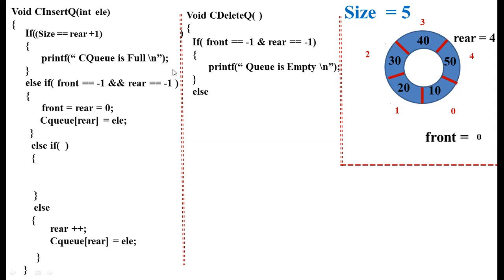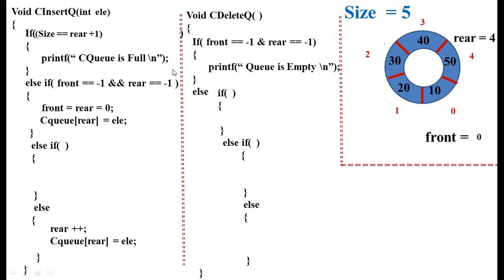So in the circular queue, if the size value is equal to the rear plus 1, then the queue is full. And when the queue is full, we can perform either the display operation or the deletion operation. So now let us see how to perform a deletion operation. Can anyone say when and how we can perform a deletion operation? So here we need to write else if some condition, again else if some condition, else some statements, then end of the function.